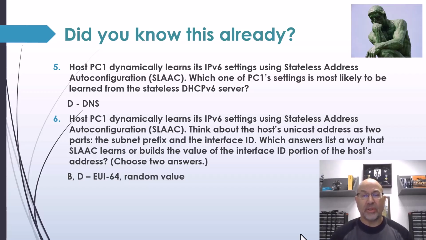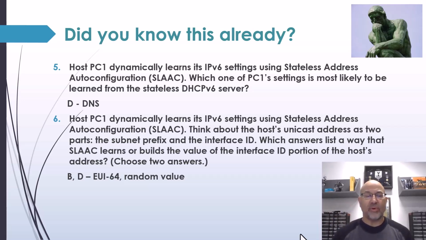PC1 dynamically learns its IPv6 settings using SLAAC. Think about the host unicast address as two parts, the subnet and the interface. Which answers list a way that SLAAC learns or builds the value of the interface ID? So you got your prefix from the router. How do you figure out what your address is actually going to be? And there's two ways that we can do that. We can build a random value, which is what a lot of hosts do, or we can do the EUI-64.